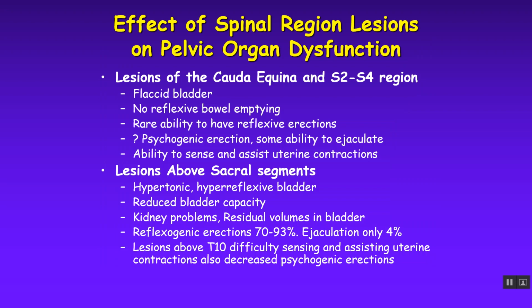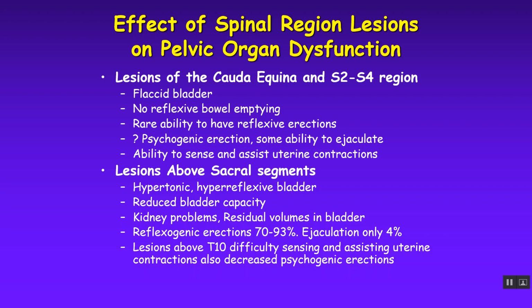Effects of spinal region lesions on pelvic organ dysfunction, so kind of revisiting pelvic organ dysfunction and specifically where you have different lesions of the spinal cord. If you have a lesion in the cauda equina, so you're damaging those S2 to S4 segments as they exit, those parasympathetic fibers that are coming out, and damaging the actual nerves, not the spinal cord, you're going to tend to have a flaccid bladder and no reflexive bowel emptying, okay?